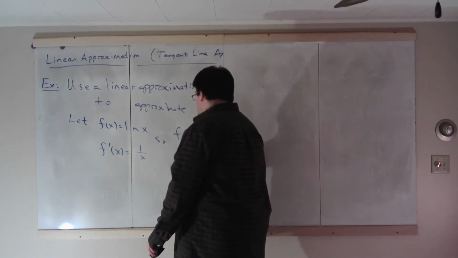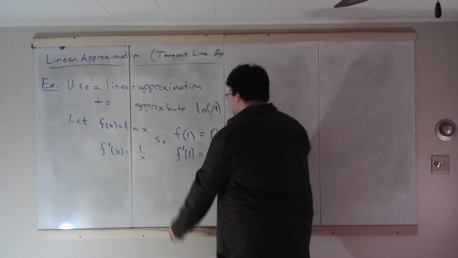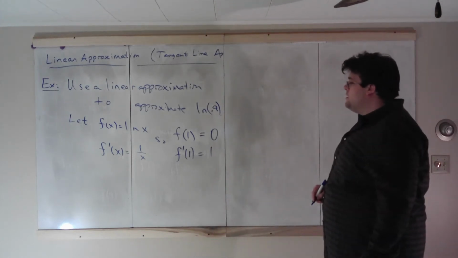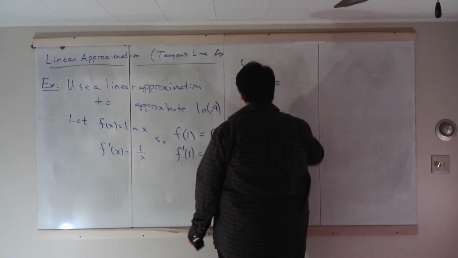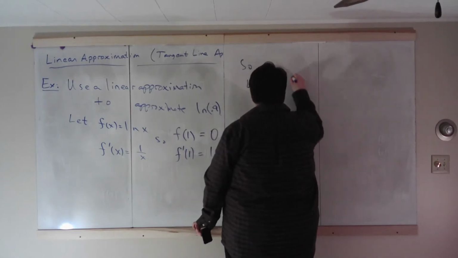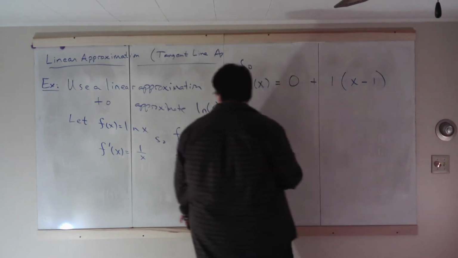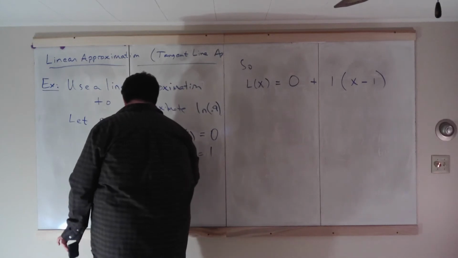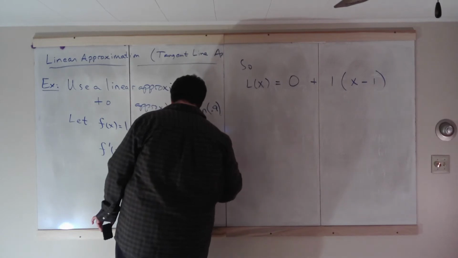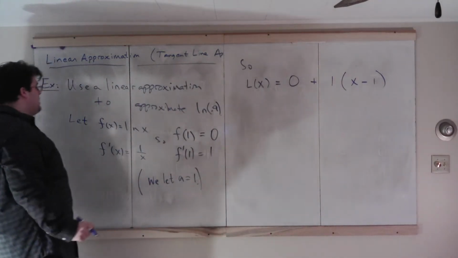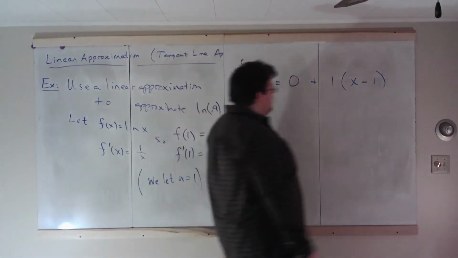F prime at 1, notice also 1 is close to 0.9. F prime at 1 is 1 over 1, which is 1. So we'll find our linear approximation. L of x is f of 1 plus f prime of 1 times x minus 1. So with our notation, I guess I'll put in large parentheses, we let a equal 1. In all of these, I did specify an a value. So here, the a value is 1, because log of 1 is a value we know.